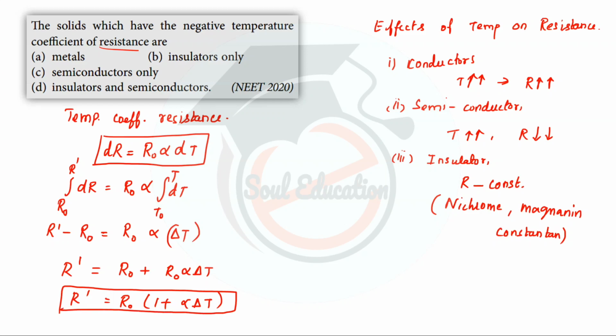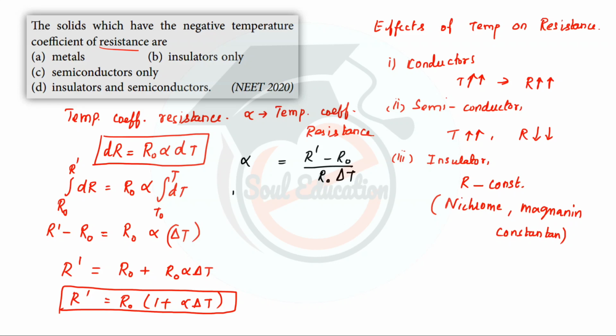Here alpha is nothing but the temperature coefficient of resistance. Now what about my cases? See, I'm just writing this. For alpha into del T, which is equal to (R dash minus R naught) upon R naught, isn't it? So alpha is equal to (R dash minus R naught) upon R naught into del T.